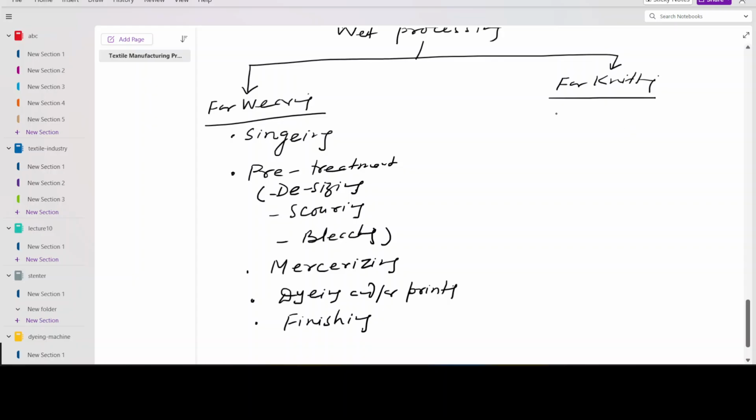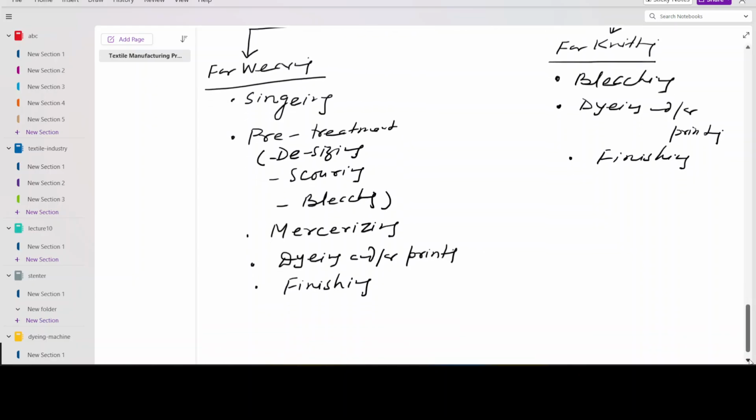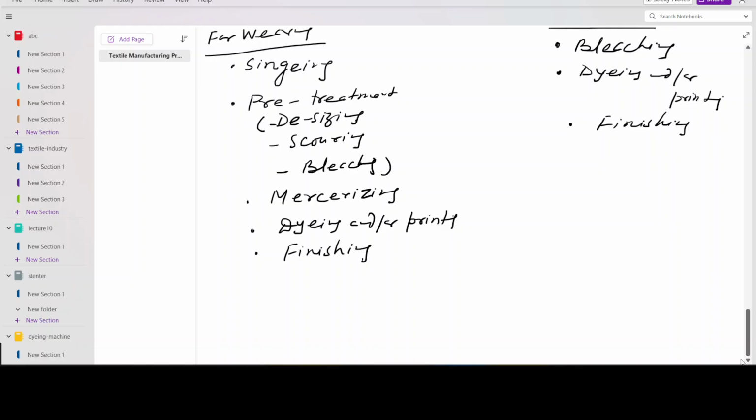And for knitting we have the process bleaching, dyeing and or printing, and then finishing. So we will see all these processes in a bit detail so that we can appreciate it.